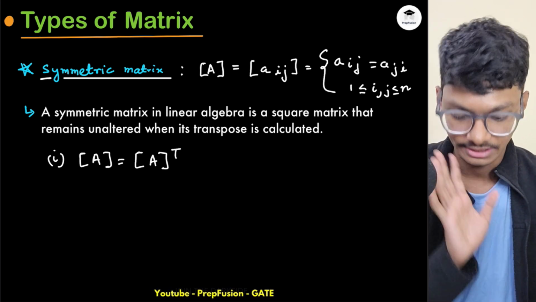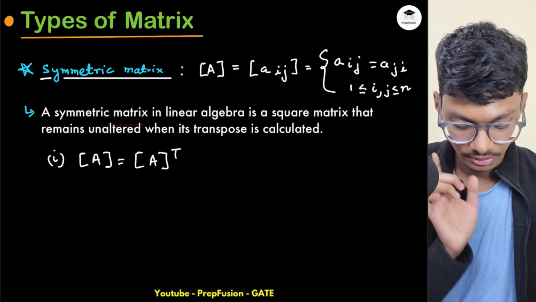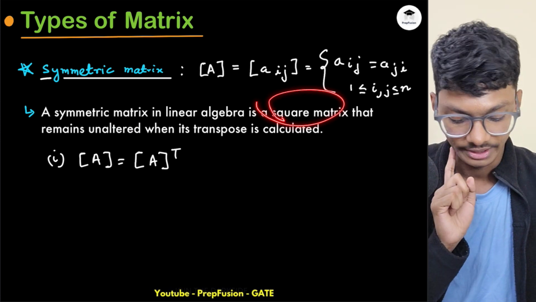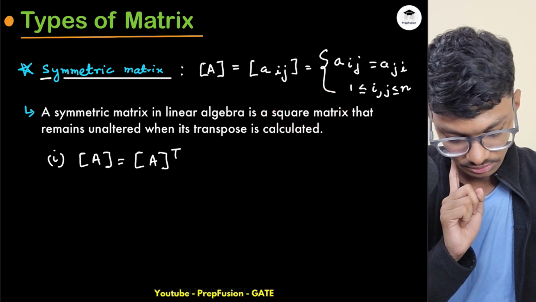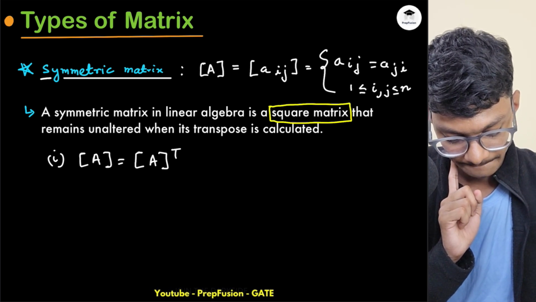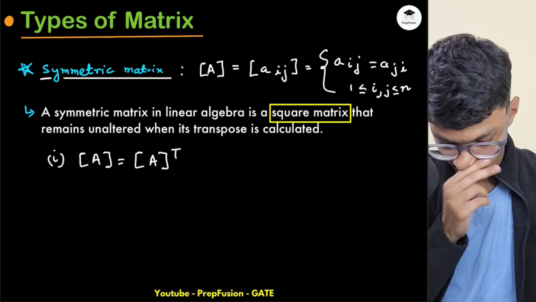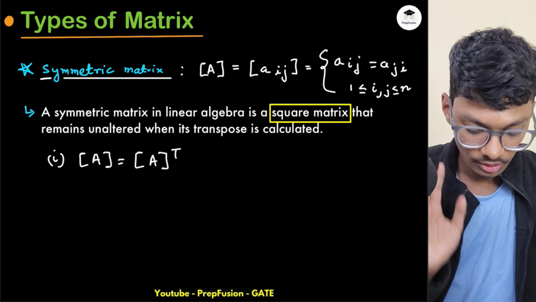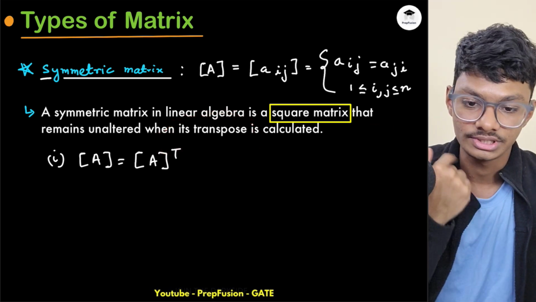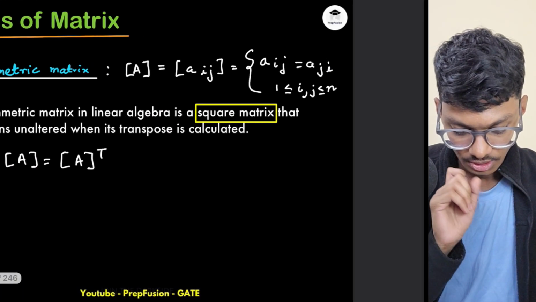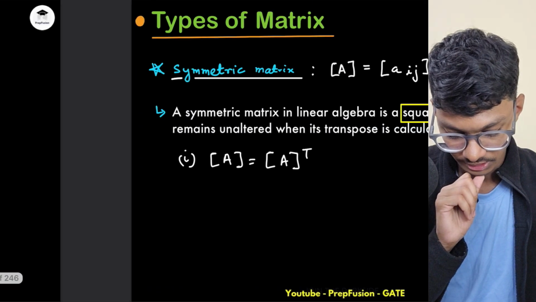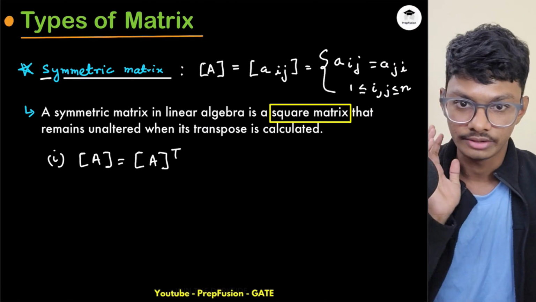So what is a symmetric matrix? A symmetric matrix is a matrix in linear algebra which is a square matrix. Very important, this is a square matrix that remains unaltered when its transpose is calculated. Basically, A equals A transpose, right? Transpose we have already learned, I have already taught you.